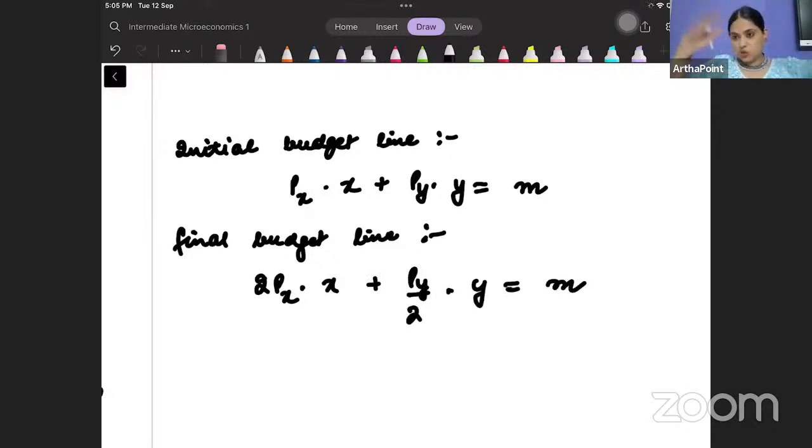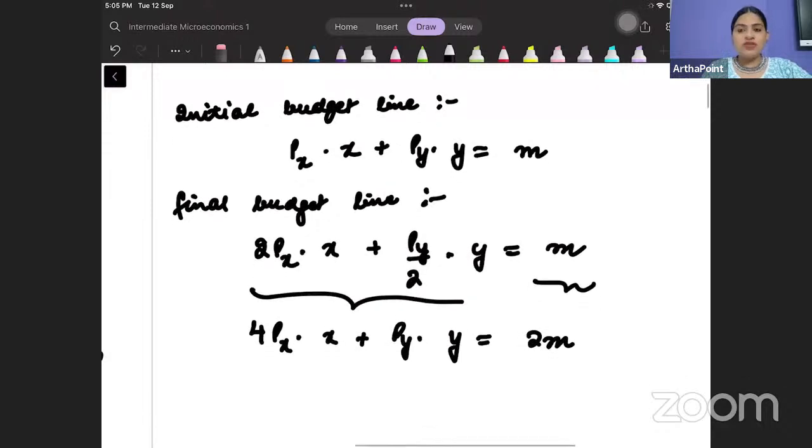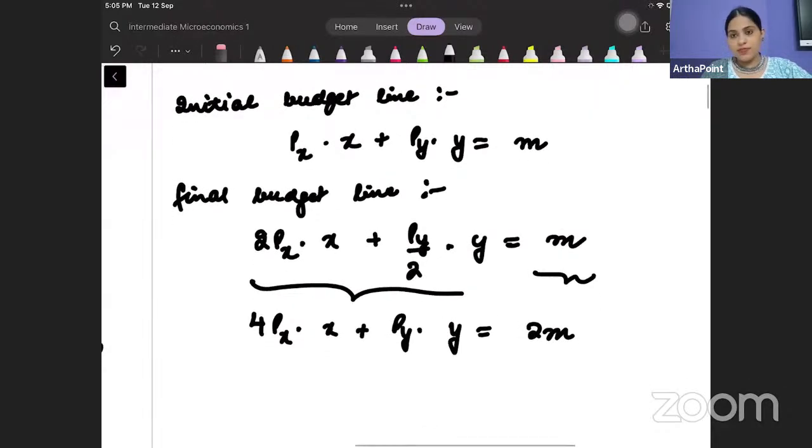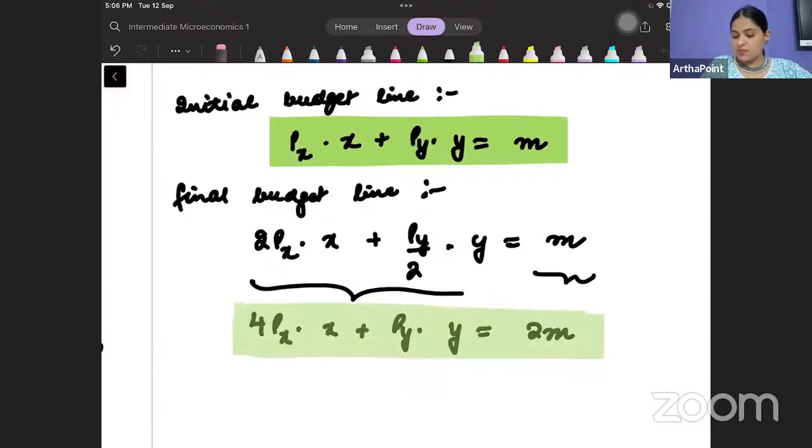So if I just go ahead and suppose beta I multiplied 2 on both sides, so यहाँ पे here also and here also, what will I get? I will get 4px into x plus py into y is equal to 2m. If you solve this, you will get this equation. Clear हुआ? अच्छा. So initial budget line was this. Beta new budget line is this.